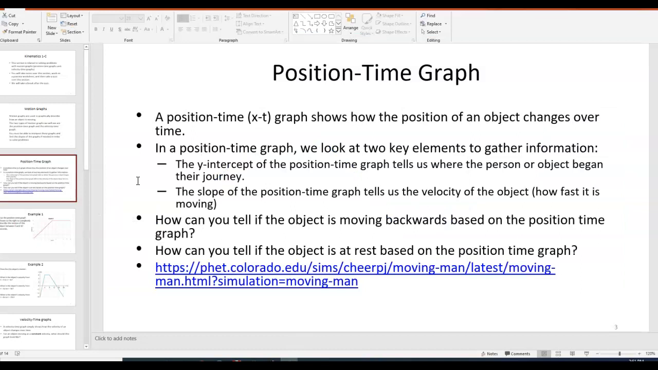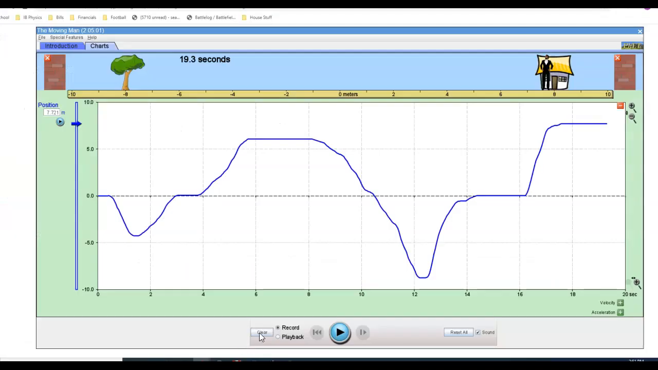Now, a few things to look at when you're analyzing a position time graph. The first thing is going to be the y-intercept of the graph. The y-intercept of the position time graph tells you where the object starts their journey. In other words, the initial position of the object.